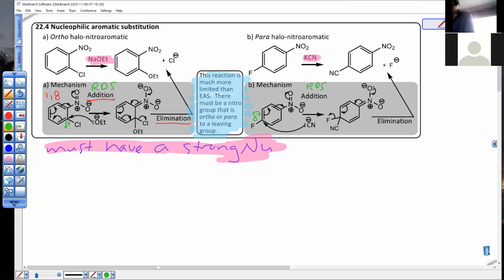That has nothing to do with fluorine's abilities as a leaving group, which is not that good. Fluorine does not like leaving. It's not a stable anion, but it draws the nucleophile in, and cyanide is a strong nucleophile. Got that going on here. Electrons resonate all the way up to the nitro. Would this be a 1,8 or a little lower? It hits here, call that 1, flows up all the way 2, 3, 4, 5, 6. It's a 1,6.